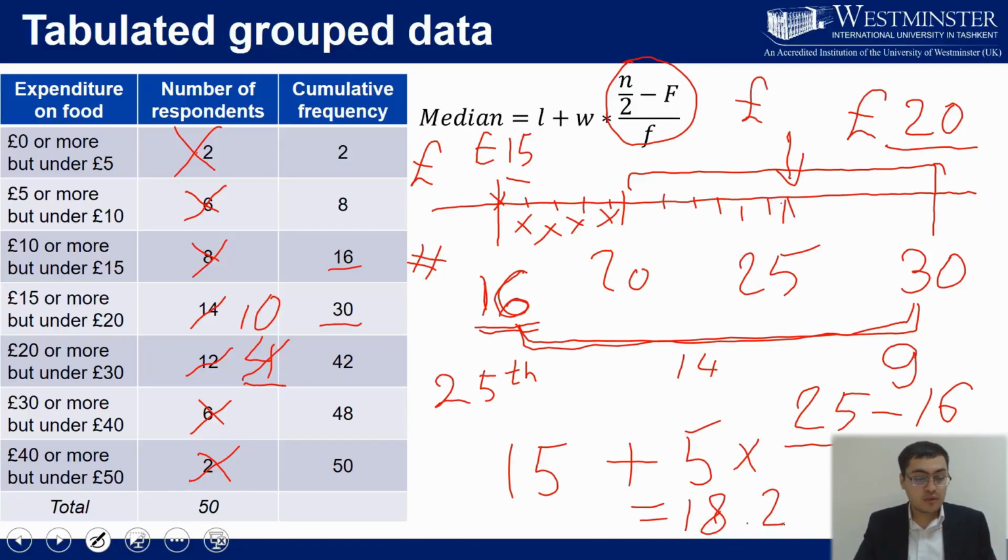I hope that was more or less straightforward in how this formula is trying to figure out which is the median point. So the median number is going to be this 18.2 over here.